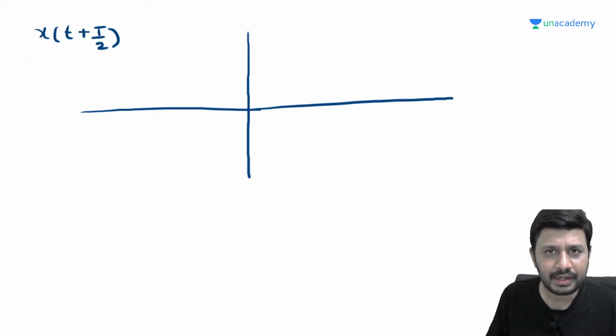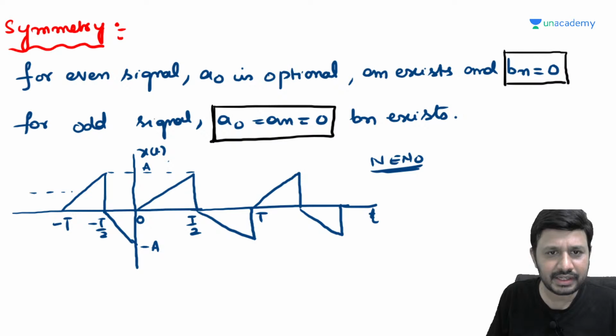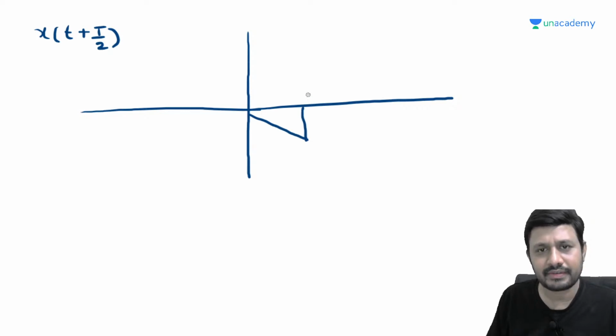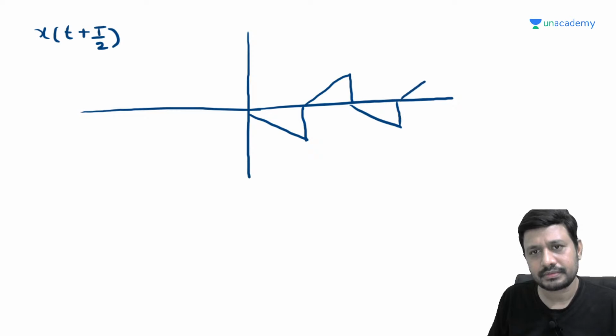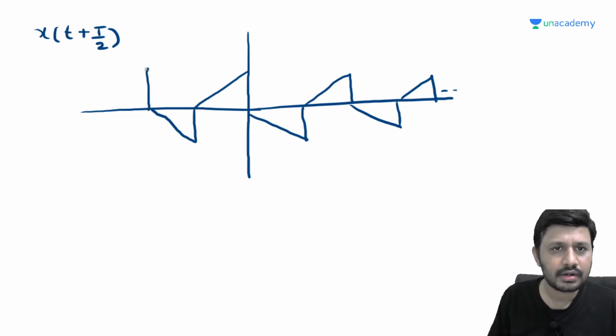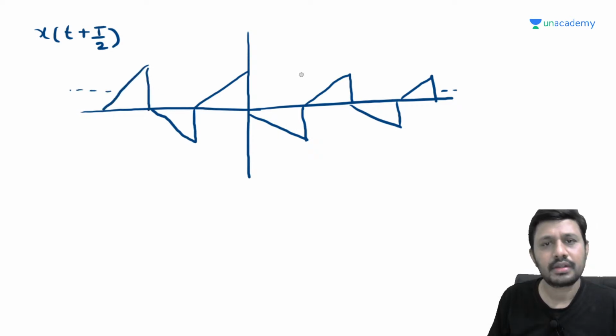Okay, what will happen if I shift left? I'll get a signal something like this. You also must try parallelly. This is x of t plus T by 2.